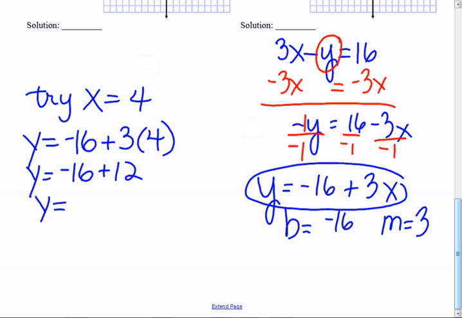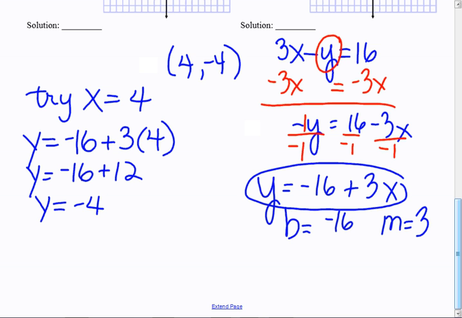Negative 16 plus 12 is... 12 degrees, it drops 16. What's the temperature going to be? Positive or negative? Negative 4. So that's where we will graph this point at 4 comma negative 4.